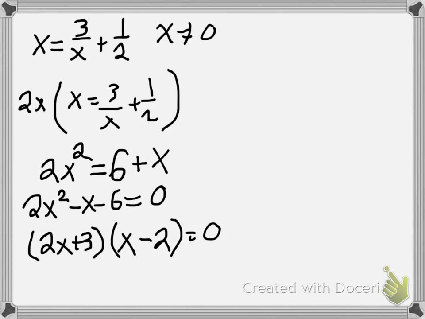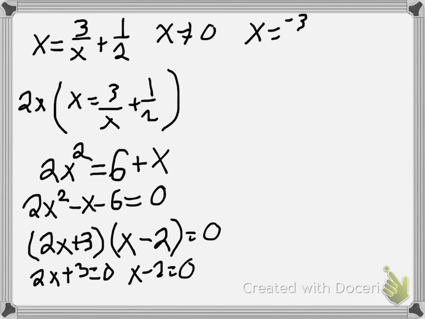Okay. So then we have 2x plus 3 equals 0, x minus 2 equals 0. So we end up with x equals negative 3 over 2, and we have x equals 2. Are you done yet? No. You do need to check.